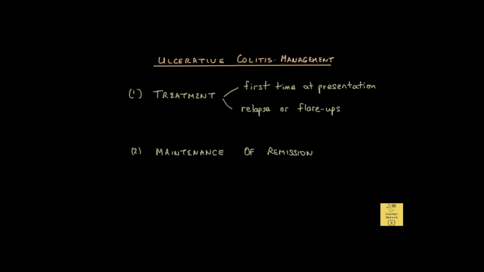Secondly, maintenance of remission. Medicines are used to suppress the immune system and inflammation, and thus reduce the abnormal inflammation that is causing symptoms. It will relieve symptoms and also allow the intestine to heal. In maintenance of remission, the objective is to stop the inflammation from coming back.